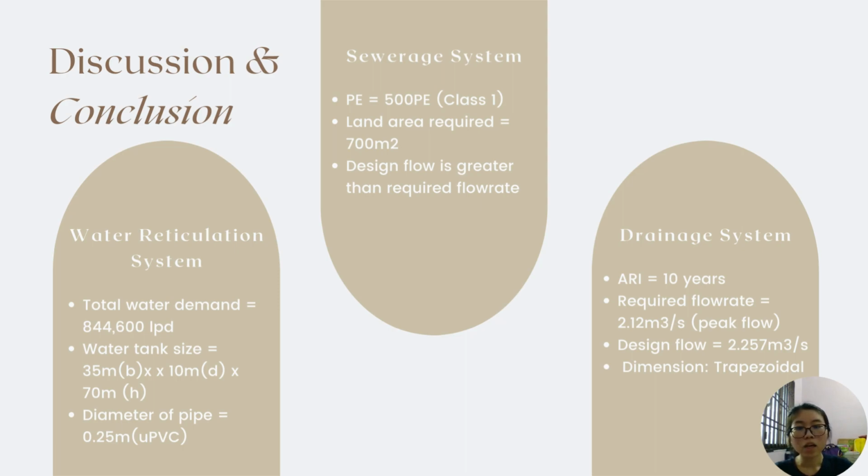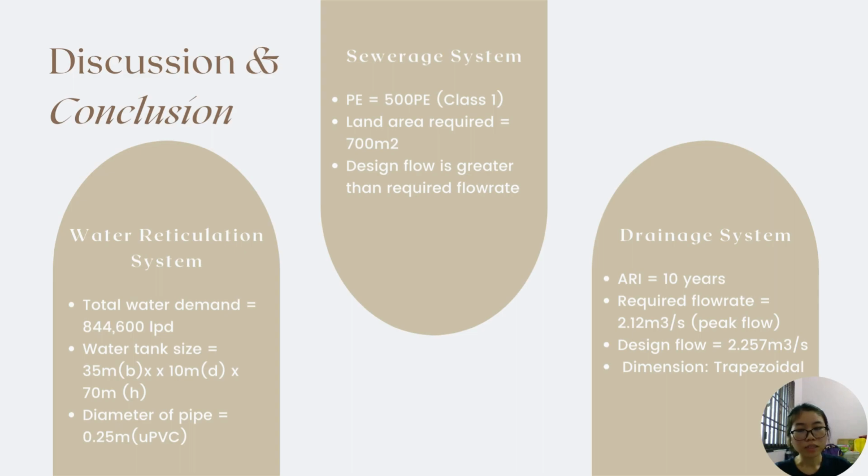So for the water reticulation system, after we calculated the population demand, the total water demand for the residential area is 844,600 liters per day. So the proposed water tank size is 35 m in breadth, 10 m in depth, and 70 m in height. Through the Hardy Cross method calculation, the proposed pipe diameter is 0.25 meter and the pipe material used is unplasticized polyvinyl chloride, which is UPVC. So for the sewage system, the population equivalent we calculated is 500, which is equivalent to class 1. So the land area required for our sewage system is 700 meters square. The design flow is greater than the required flow rate in the sewage system.